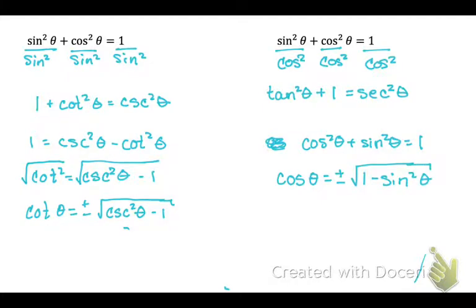It's important to realize that on this one, it's 1 minus sine squared, correct? See that? On cotangent, it's cosecant squared minus 1. Does it matter which order it is in? Yes, because it's subtraction, not addition.